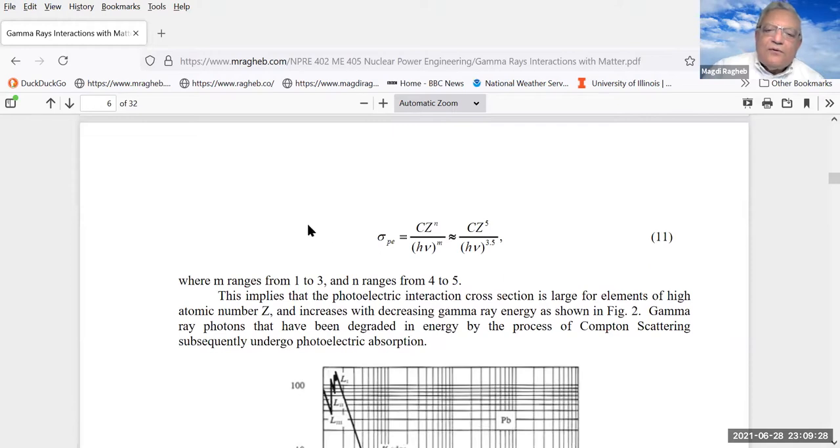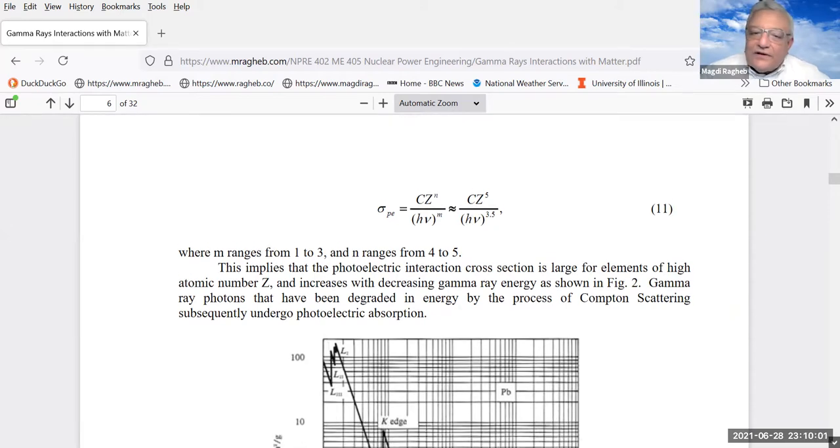Notice that the probability of that reaction is described by what we call the cross section for the photoelectric effect. And it is proportional to the atomic number of the nucleus that it is interacting with. So the higher the atomic number, for instance, iron or uranium would exhibit more of the photoelectric effect. And interestingly enough, it's inversely proportional to the energy of the photon, h nu.